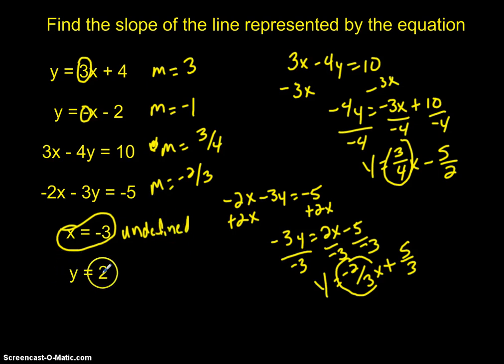When you have y equals something, when I graph that, that's a horizontal line. So we would call that a zero slope, or m equals 0. Okay, so anytime you see y equals something without an x, that means we have a slope of 0. And that concludes today's lesson.